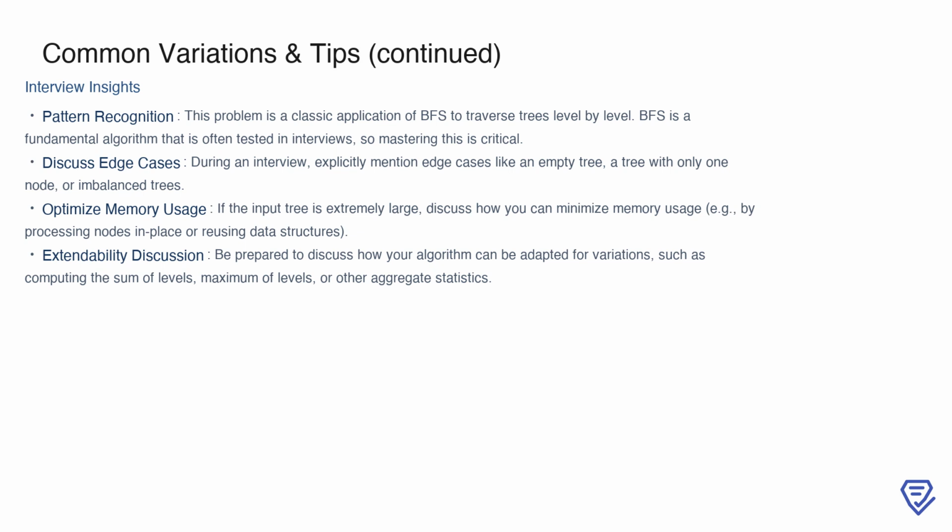Additionally, if the input tree is very large, you should consider optimizing memory usage. For instance, you can discuss techniques like processing nodes in place or reusing data structures to reduce the memory footprint. Finally, be ready to talk about how your solution could be adapted for variations of the problem. For example, instead of calculating averages, you might modify the algorithm to compute sums, find the maximum value at each level, or gather other aggregate statistics. This kind of flexibility and adaptability can make a strong impression during an interview.